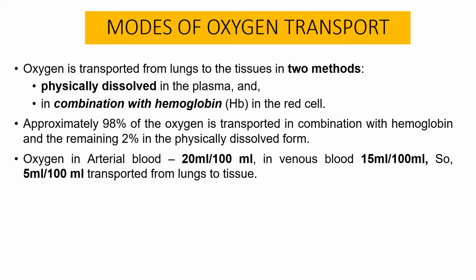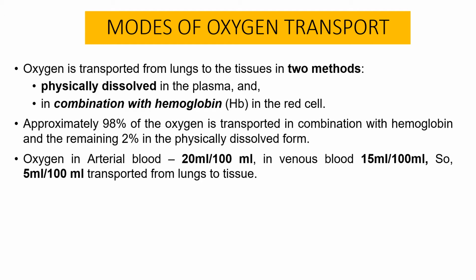Now come to the modes of oxygen transport. In the beginning I said that oxygen is being transported via the blood, but how is the blood transporting it? Is the oxygen directly dissolved in blood, or is some other mechanism there? We can see the oxygen is transported from lungs to the tissues in two methods. One is physical dissolution in the plasma, and the second one is in combination with hemoglobin in the red cell.